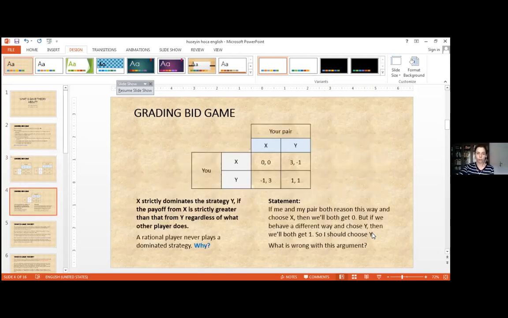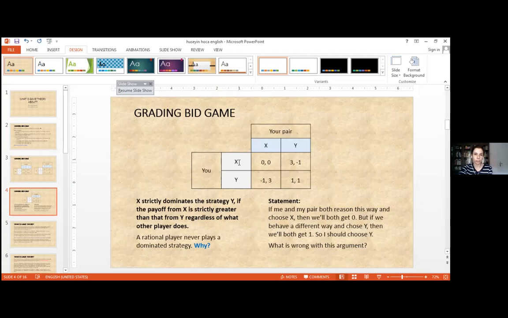Since there is no one playing in this game other than Hüseyin Hoca and me, we can see that X strictly dominates the strategy Y. What does that mean? If, as Hüseyin Hoca mentioned, he would get the highest payoff no matter what. Strictly dominates means that no matter what.